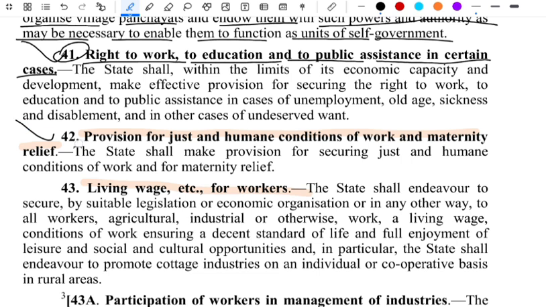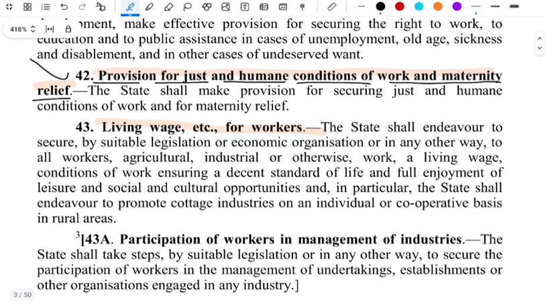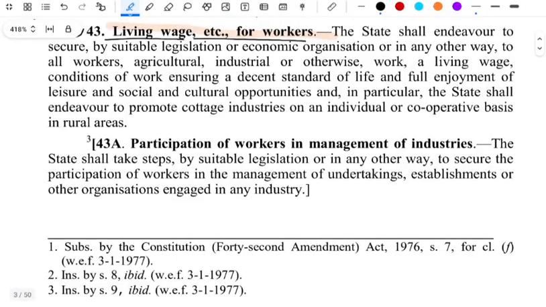Next is article 42, which says the provision for just and humane conditions of work and maternity relief. It says that there are provisions related to work conditions and maternity relief. Article 43 says the living wage etc. for workers, that there are certain safeguards for workers in organized or unorganized sectors, so that they can earn a living wage.